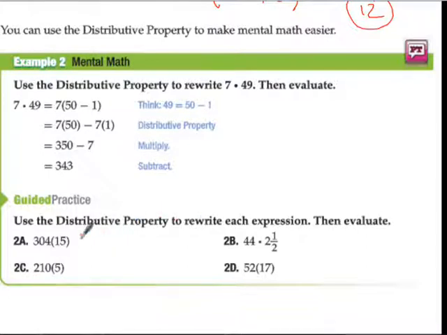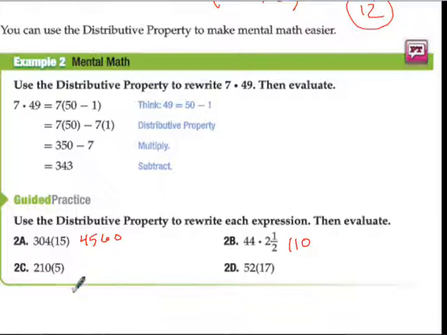Okay, you've unpaused. Let's see if your answers match mine. For this, I did 300 times 15, and then 4 times 15, and I got 4560, okay? For 2b, I did 44 times 2, got 88. 44 times a half, got 22, and I get 110.